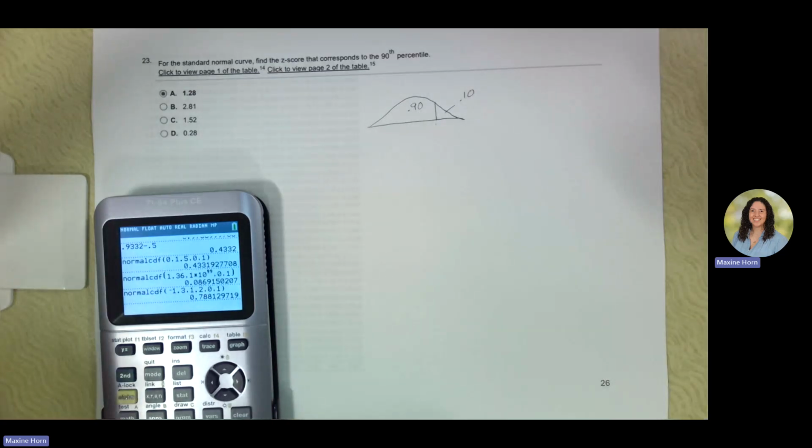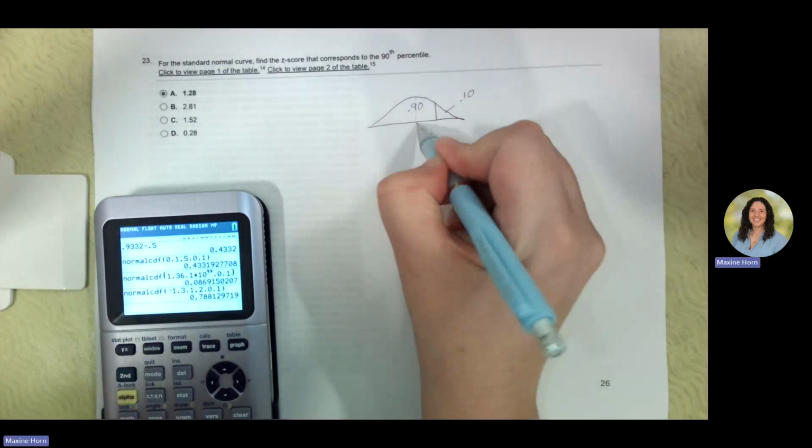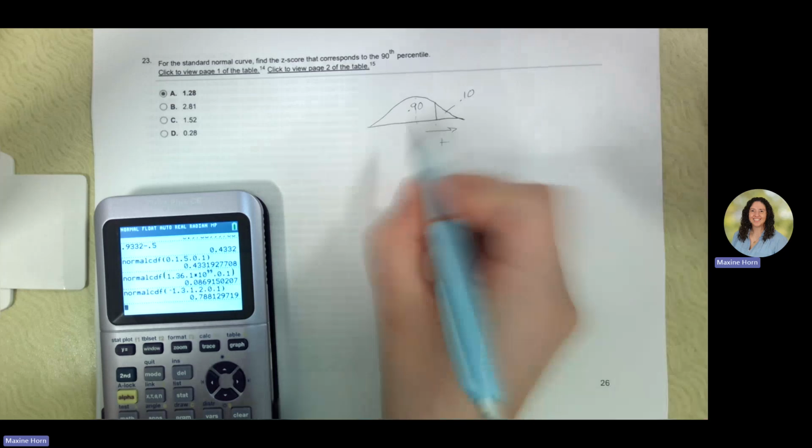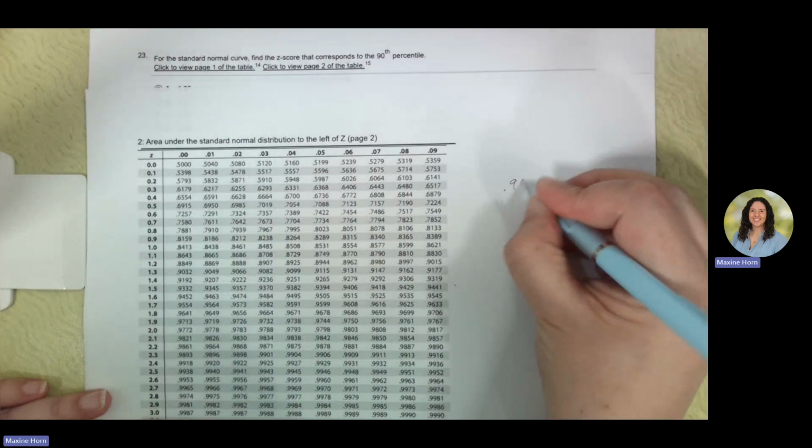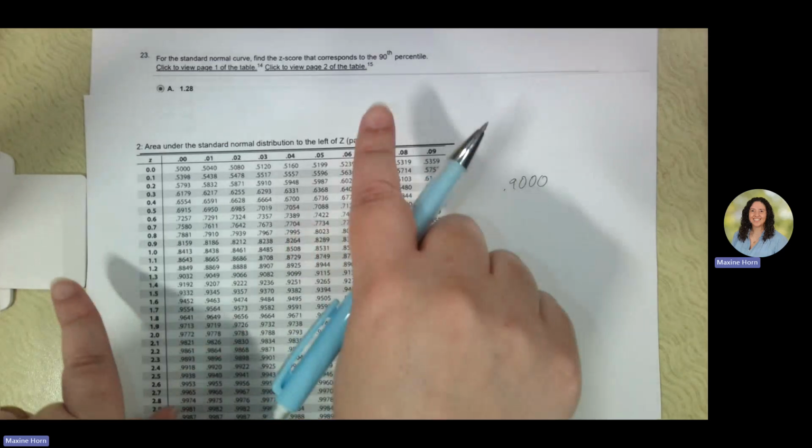Okay, so let's pull up the chart. Now, first of all, which chart should we be using? The one that has negative z-scores or the one that has positive z-scores? If the mean is here, anything to the right of the mean is going to have a positive z-score. Anything to the left of the mean is going to have a negative z-score. So we need to pull out the one that has a positive z-score. And what we're going to do is look for the number in the body that is closest to 0.9000. Because remember, what's in here is the area to the left of the corresponding z-score. So we're going to find the number in here, and then find its corresponding z-score.